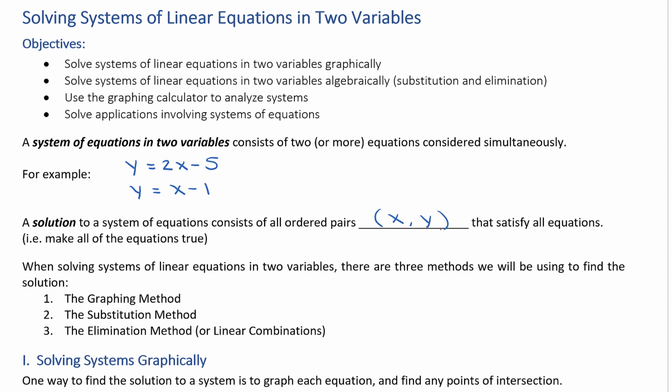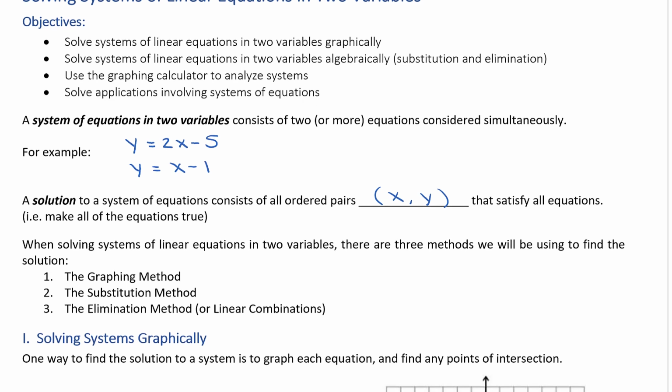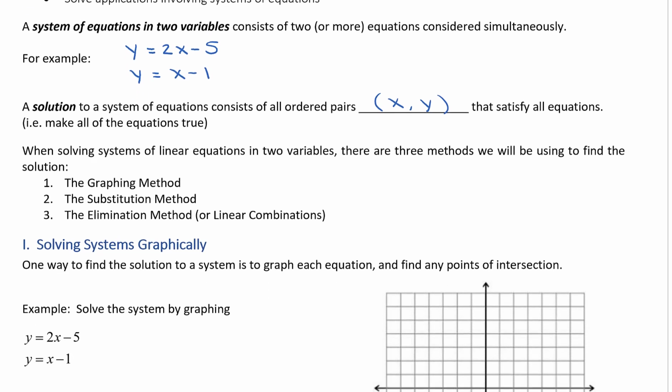When solving systems of linear equations in two variables, there are three methods we will be using in this section to find the solution. Number 1, the graphing method. Number 2, the substitution method. And number 3, the elimination method, also known as linear combinations.